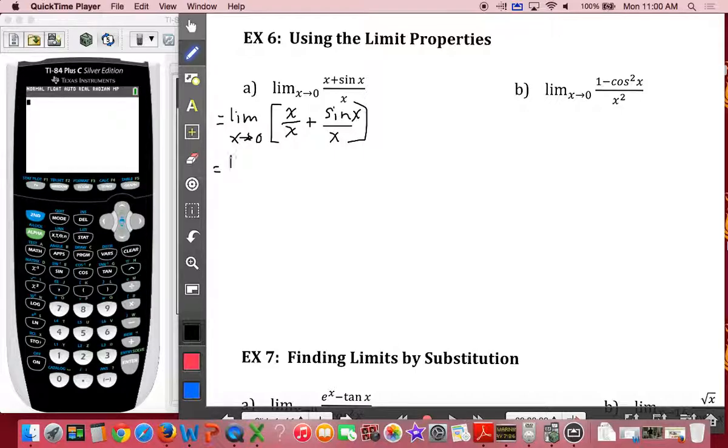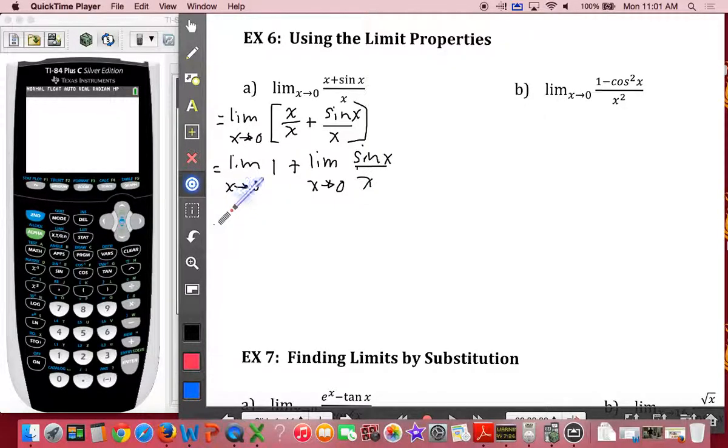So I have the limit as x approaches 0 of, what is x divided by x? 1. So can't I just replace that with 1? And then plus the limit as x approaches 0 of the sine of x over x. So let's talk about each of these limits separately. What is the limit of any constant?